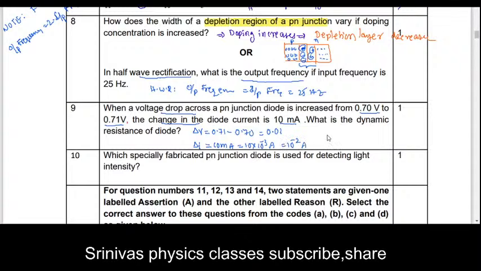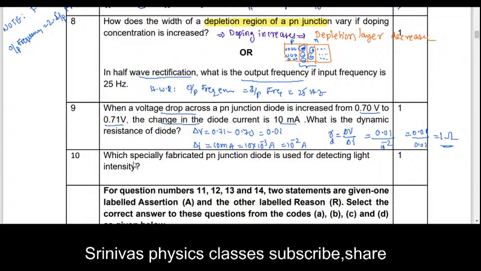Then the question is to find the dynamic resistance. Dynamic resistance formula is change in voltage by change in current. Change in voltage is 0.01 and change in current is 10 to the power of minus 2. Then what is the answer? 0.01 by 0.01. You are getting the answer 1 ohm.